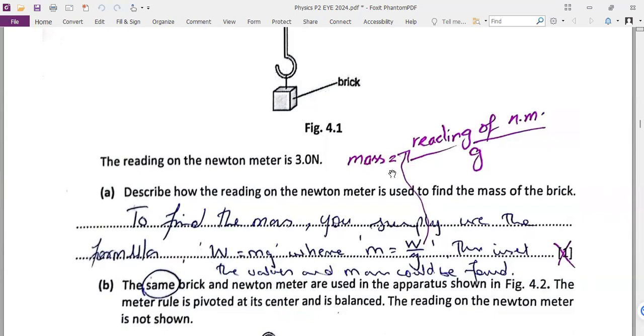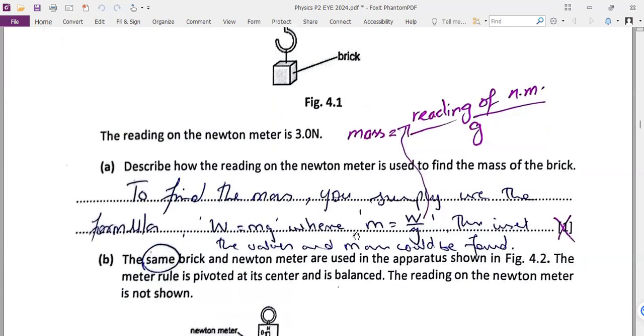I have given some feedback here. So the answer is wrong, because mass is the reading of the Newton meter divided by g. Okay, so you should actually describe the reading only. You shouldn't give the general rule. So this is why he lost 1 mark, because of not writing this. Make sure you do this.